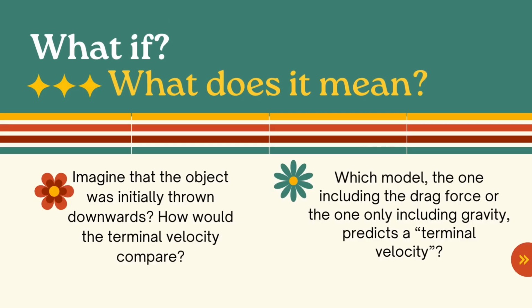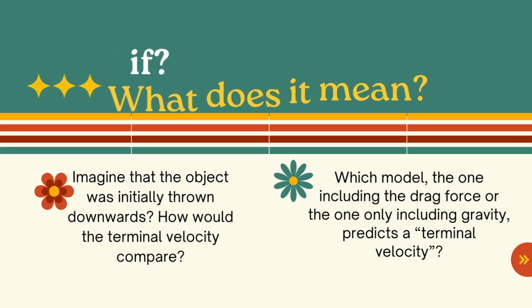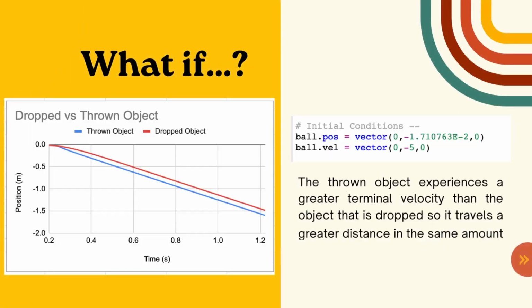So what if the object was actually initially thrown downwards? How would that affect the terminal velocity? And which model, the one including the drag force or the one including only gravity, predicts an accurate terminal velocity? Well, the thrown object experiences a greater terminal velocity than the object that is dropped because it is thrown with an initial velocity. We compared that in the graph right here.